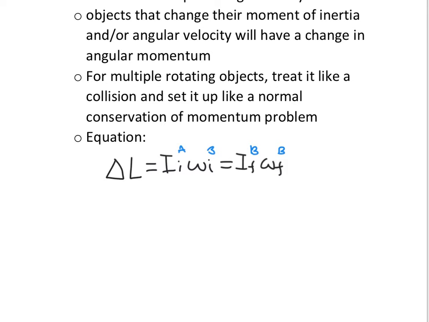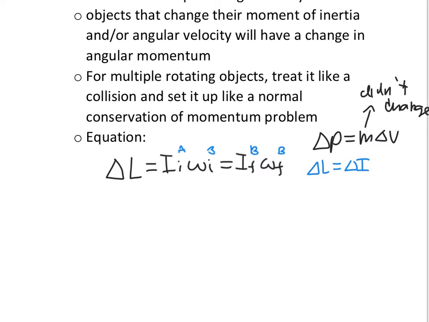So unlike linear momentum, where change in momentum was mass times change in velocity and mass didn't change, your change in angular momentum deals with a change in rotational inertia and a change in angular velocity. So your mass itself isn't going to change, but your moment of inertia can, and that will happen if the distribution of the mass or the shape of the object will change. Okay, so this would be for the first case.